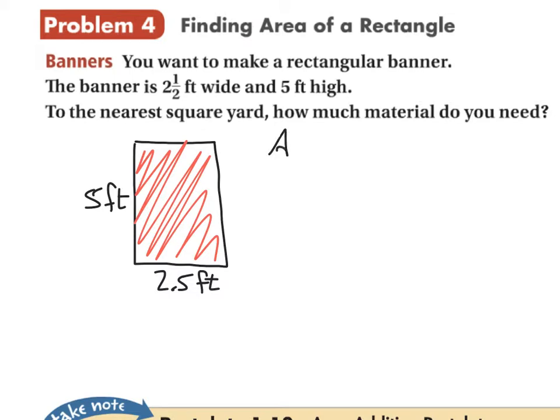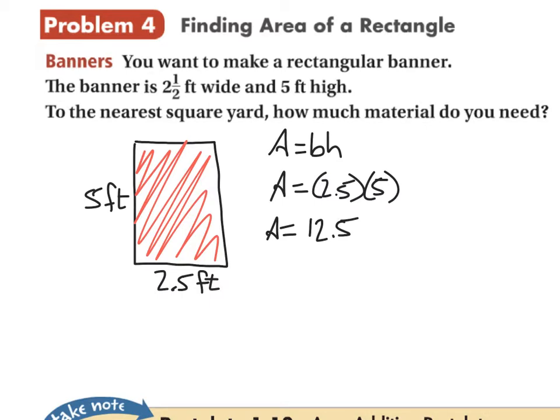So the area of a rectangle is base times height. And so we're going to take 2.5 times 5. And so then our area is, well, plug that into a calculator. What do we get? 12.5 square feet.